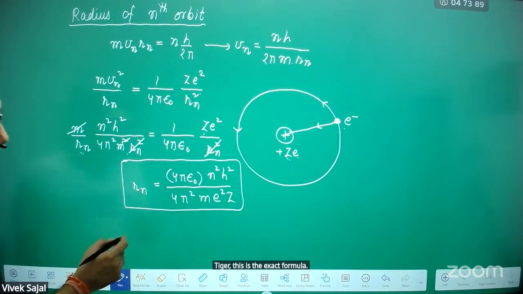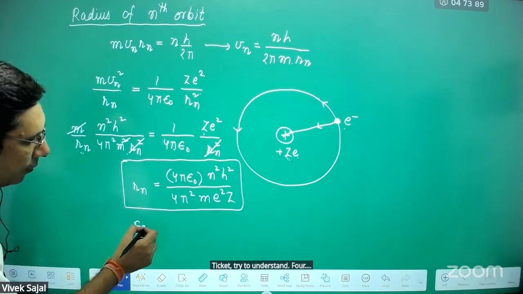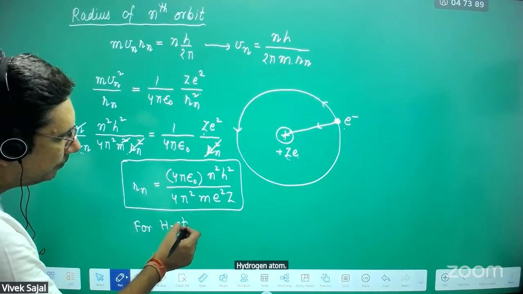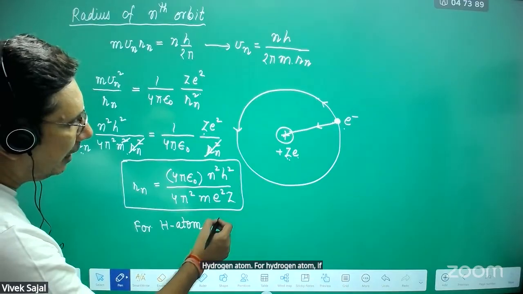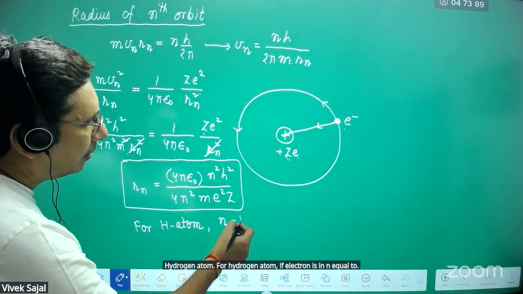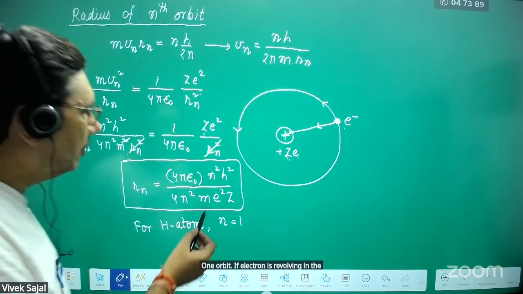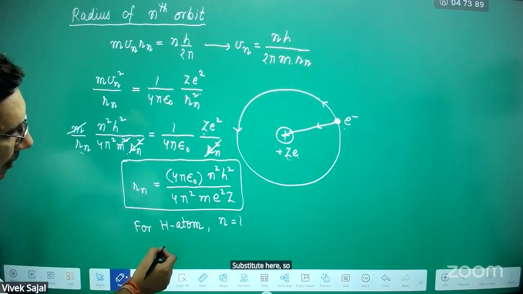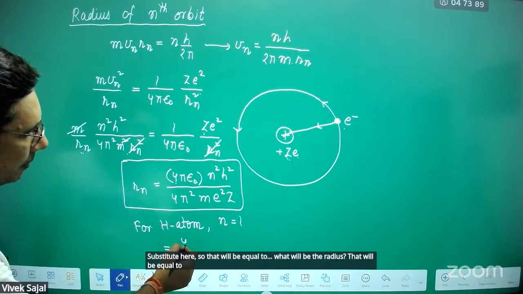Here, try to understand, for the hydrogen atom, if the electron is revolving in the n equal to 1 orbit, then what will be the radius? Substitute here. So that will be equal to 4 pi epsilon naught.